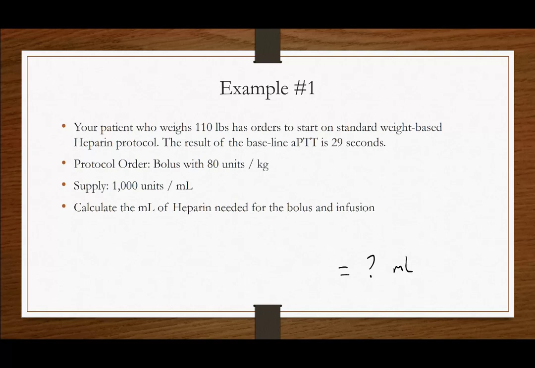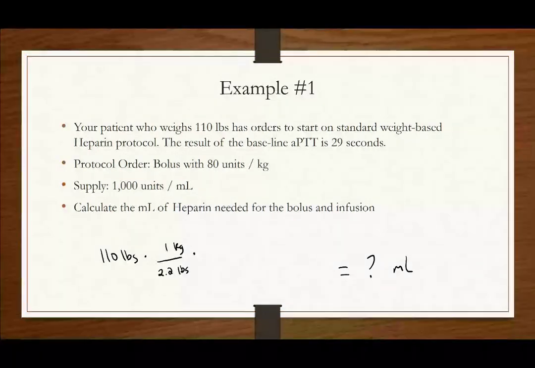Our patient weight is 110 pounds, which will convert using our 1 kilogram per 2.2 pounds conversion. We also have the number of units here given as 80 units for every kilogram. We'll also need to include the supply that we have. So we have as our supply for every 1,000 units, we have a single milliliter of solution.